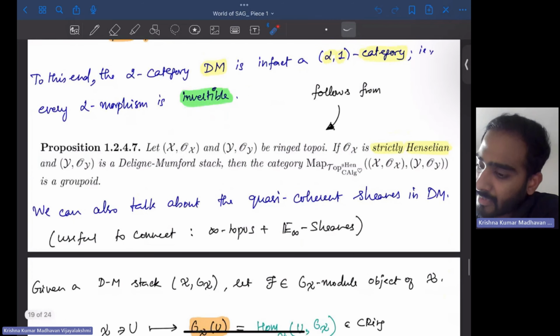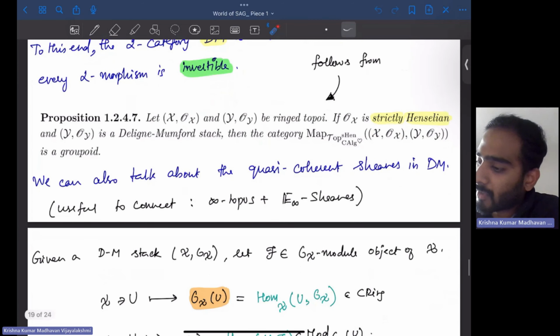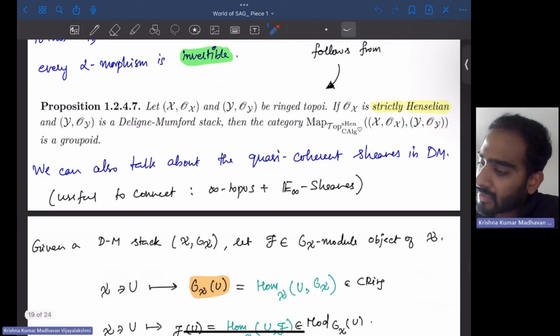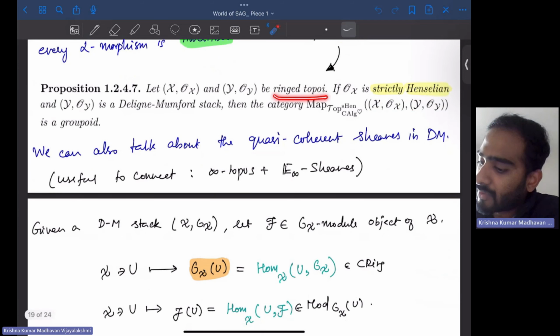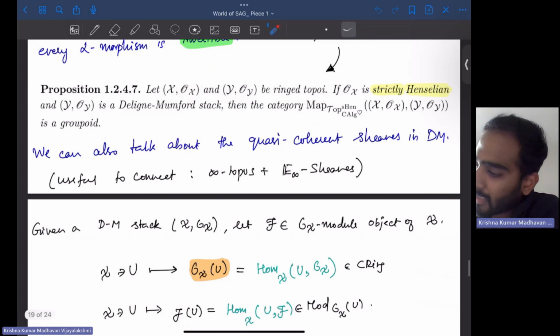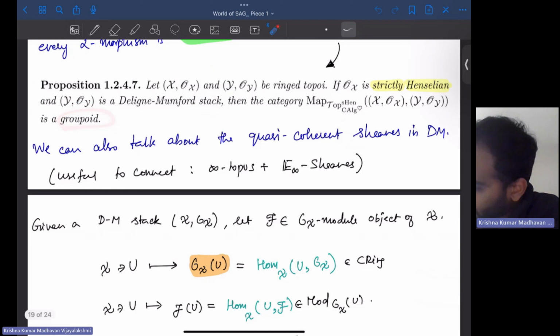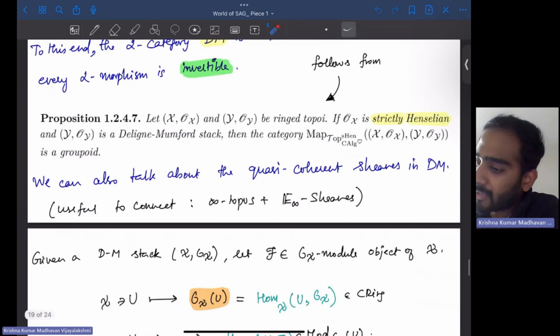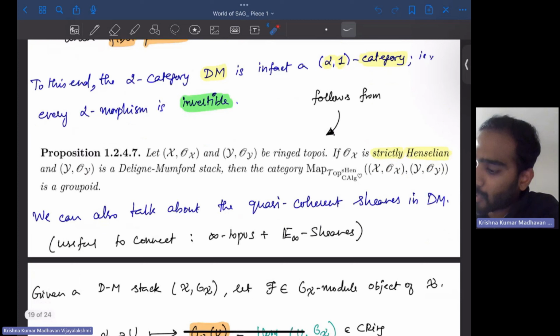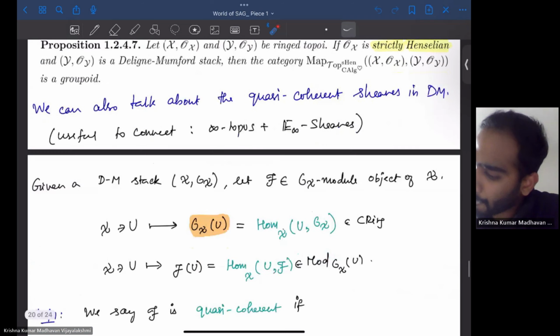So to this end, we define the 2-category of DM, Deligne-Mumford stacks, which is in fact a (2,1)-category. It's not just a 2-category. And this follows from a more general fact, that whenever you have two ringed topoi, and O_X is strictly Henselian, and this one is a Deligne-Mumford stack, then the category that we have defined before is actually a groupoid. So you can see that every morphism is invertible, and in particular, having a strictly Henselian structure on one of them would imply that the category itself is a (2,1)-category.